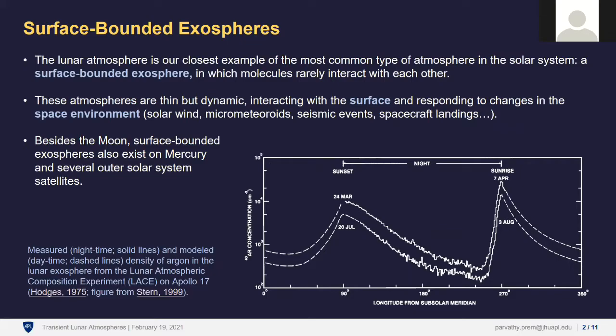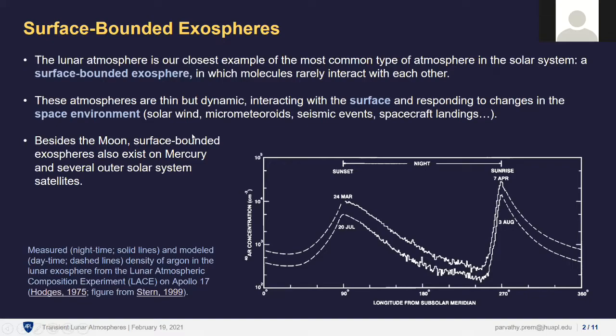These are atmospheres that are so thin that individual molecules in the air hardly ever collide with each other as they move around. Surface-bounded exospheres are thin by definition, but that doesn't mean that they're any less interesting. These can be very dynamic atmospheres. They interact closely with the planetary surface, so the lunar surface in this case, and they also vary over time, over a range of timescales as they respond to changes in the space environment.